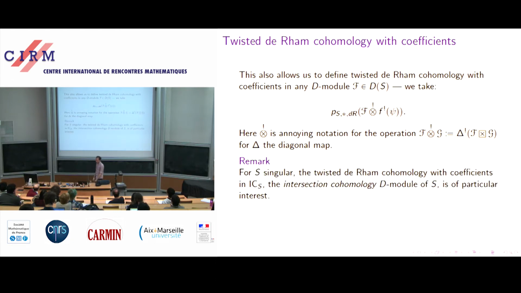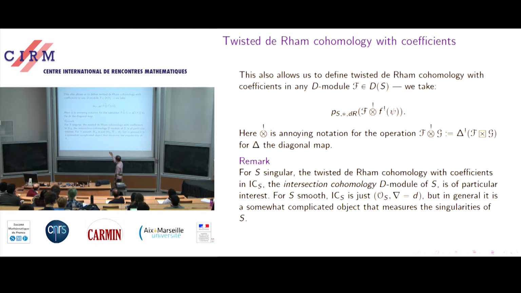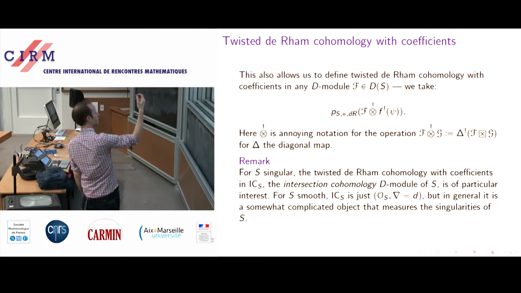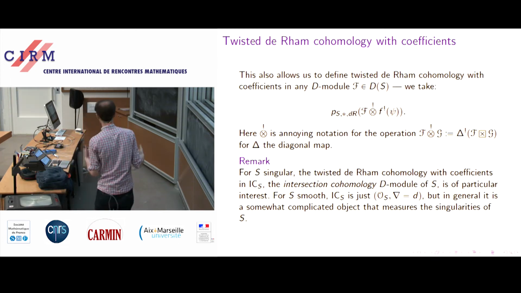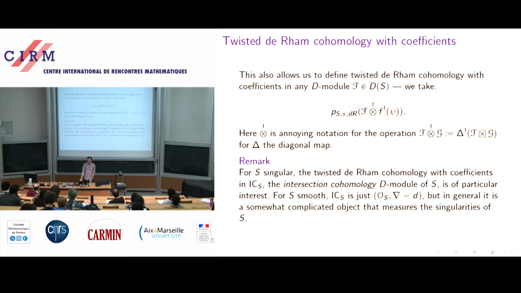So one example where you might care about this is that if S is singular, there's something called the intersection cohomology D module on S. So if you know perverse sheaves and D modules as well, this is probably the first thing you learn. But in general, the way this intersection cohomology works is that for S being smooth, this is just the trivial line bundle with the trivial connection. So no correction. It's just the de Rham differential or the exterior derivative. But in general, it's something complicated that measures in a sort of complicated way the singularities of S.